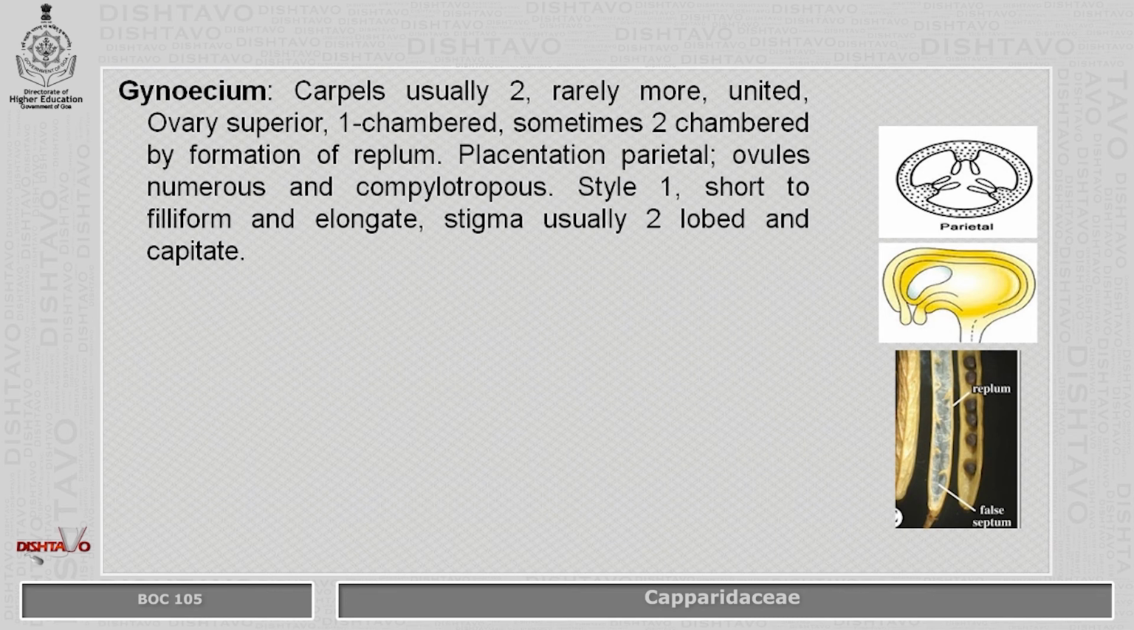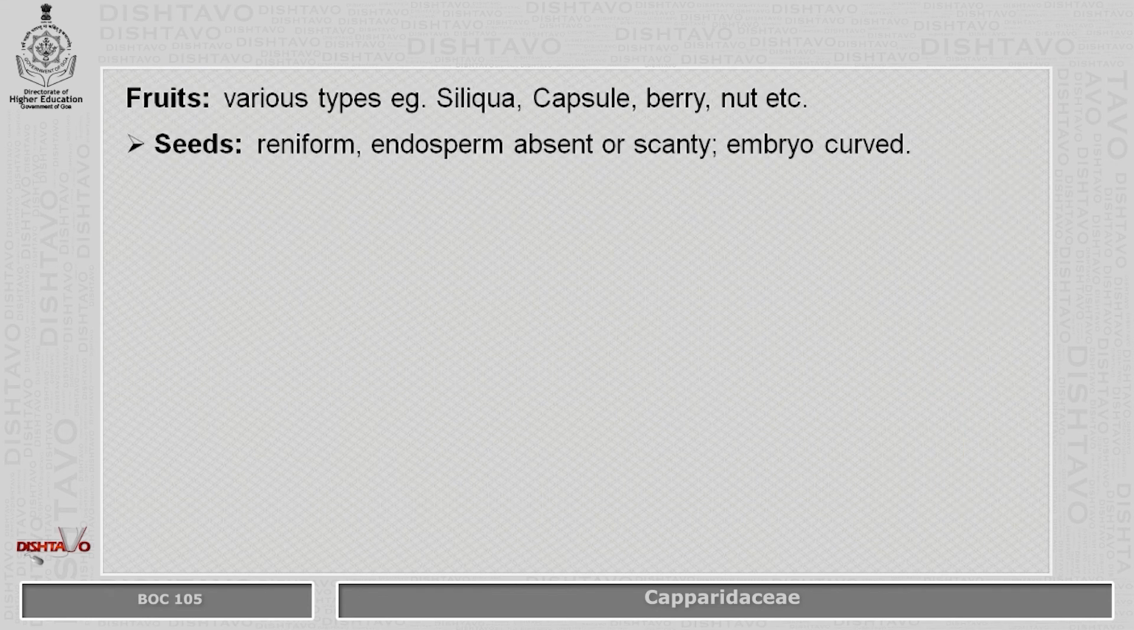Formation of replum can be seen. Placentation is parietal. Ovules are numerous, they are campylotropous. Style is 1, short to filiform to elongate. Stigma usually 2-lobed and capitate. Fruits of various types, example siliqua, capsule, berry, nut can be seen in this family. Seeds are reniform, that is kidney shaped. Endosperm is absent or very scanty, and embryo is curved.